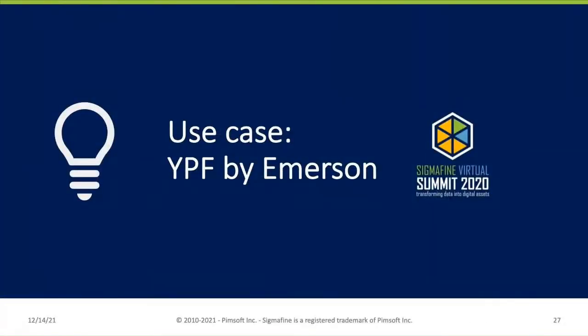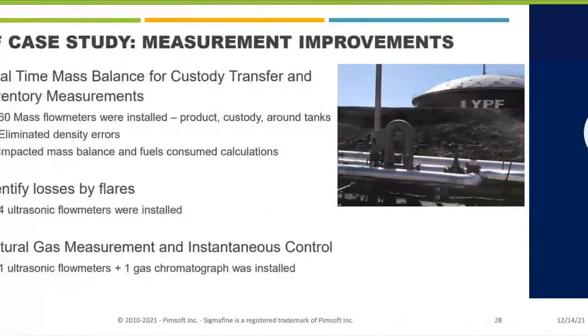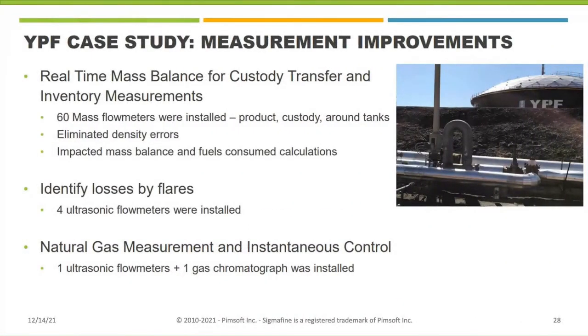The second case is YPF, which was presented by Emerson last year. This relates a case study in this Argentinian refinery. A full study was conducted to improve significantly the level of the balance, and also through an improvement in the instrumentation. So some of the best-in-class measurement devices were installed to improve the accuracy of the measurements.